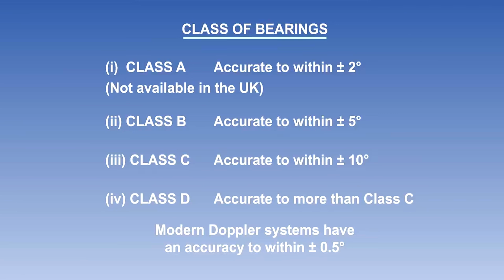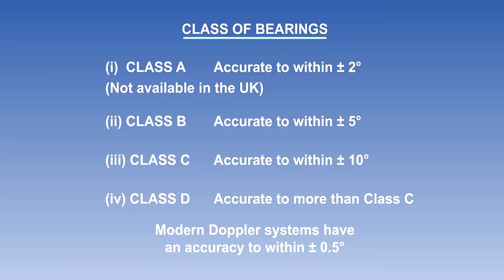The bearings given by the ground station can be very accurate, especially if Doppler principles are used. A simple classification system has been devised for bearing accuracy, namely, Class A, accurate within plus or minus 2 degrees. These are not available in the UK. Class B, accurate within plus or minus 5 degrees. Class C, accurate within plus or minus 10 degrees. And Class D, accurate to within more than 10 degrees.